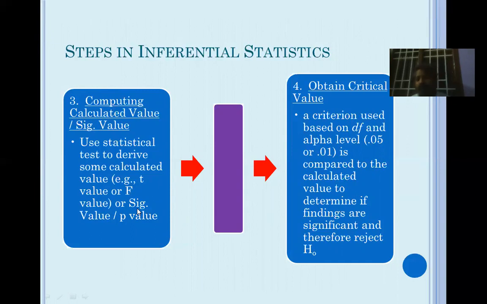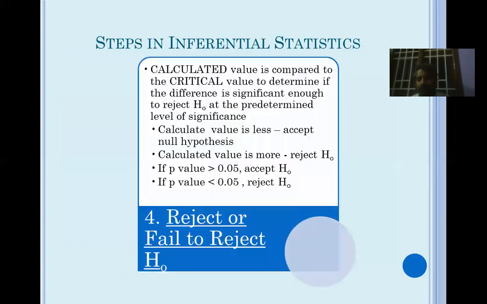And what is the fourth step? Whatever sig value, whatever p-value you have calculated, that is to be compared with the level of significance we had already fixed. You fixed it either as 5% or 1%, 0.05 or 0.01. Now you have to compare these two. Which two? The sig value or p-value you got out of your statistical analysis, and the level of significance you fixed before. You compare these two, and you decide whether you are accepting the null hypothesis or rejecting it.